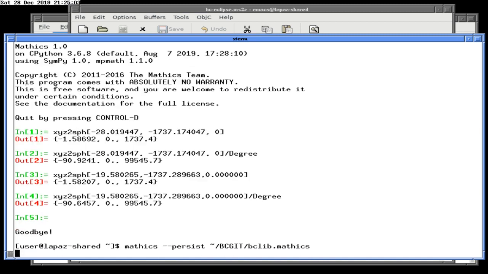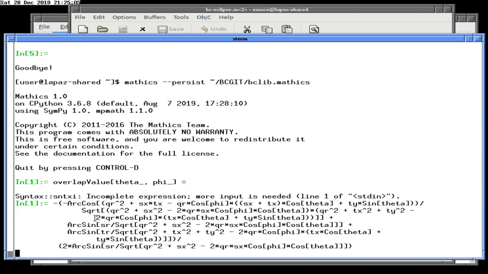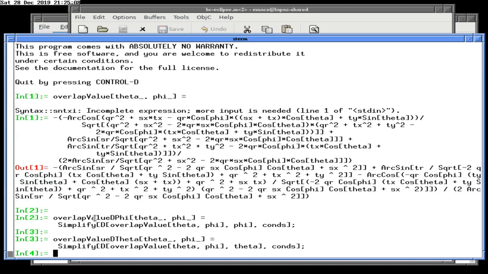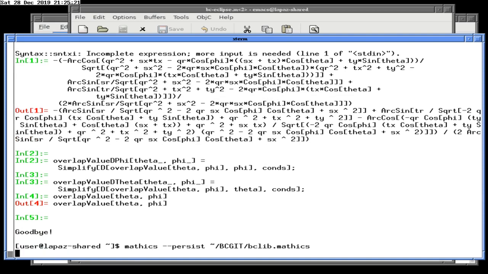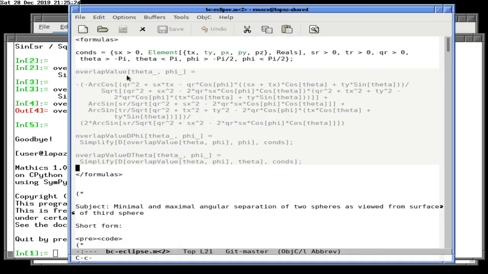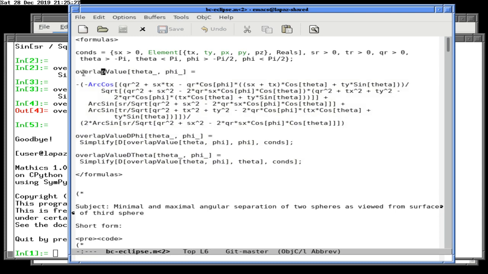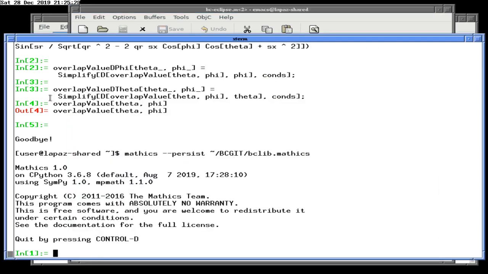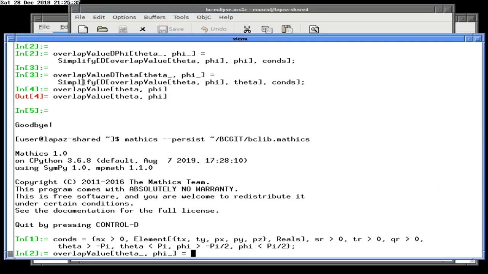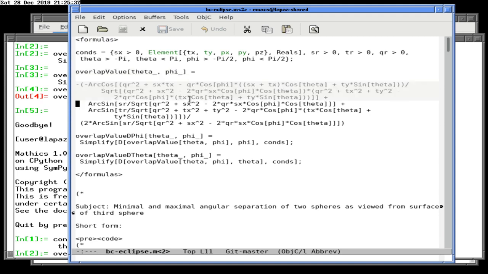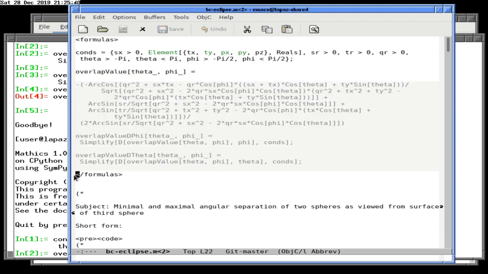And we are bringing in BCLib. So the overlap value is this. Whoa. Did I mess that up? I did mess that up. Okay, hang on. Mathematica allows you to do what I'm just doing here, but apparently Mathics does not. You can't have a blank line between a name and its definition. So I'll do this, and then I will do this. And I will go ahead and declare the derivatives, although I don't know if it's actually going to be able to figure them out.